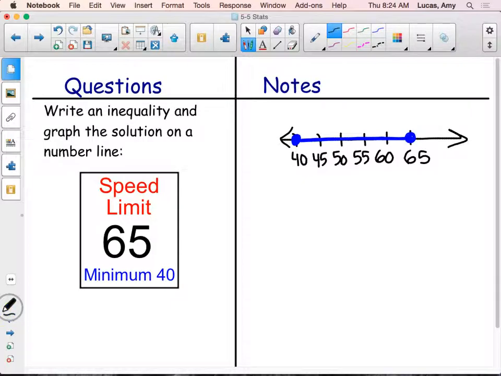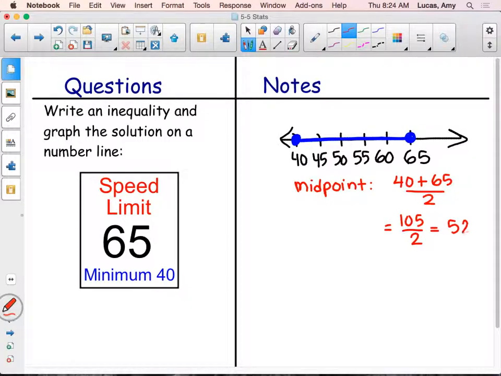Now, I don't know the midpoint on this one. So to find my midpoint, I'm going to add together my two endpoints and divide by 2. I'm going to average them. So 65 plus 40 is 105, divided by 2 is 52.5. So my midpoint here is 52.5. So the distance away from 52.5 is less than or equal to.